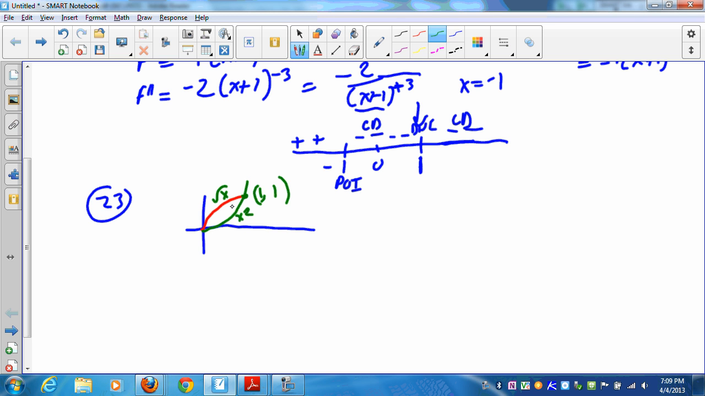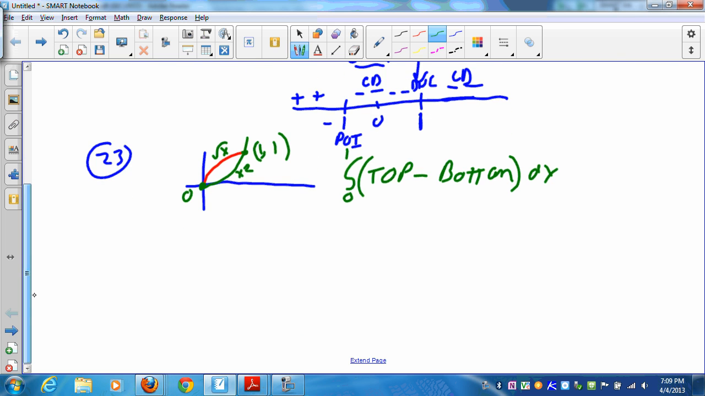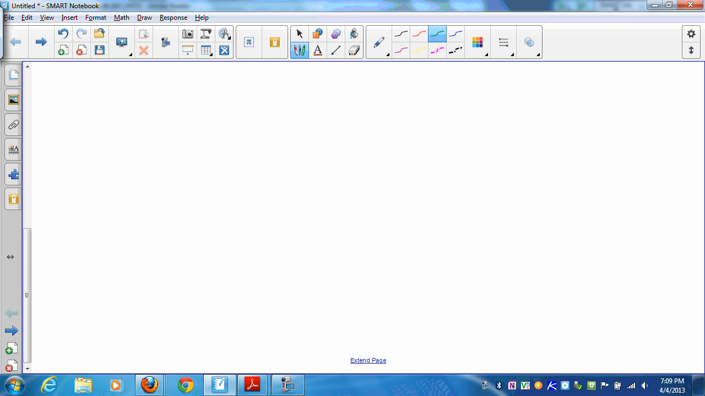So just set up your limits of integration. Most of this can be done straight from the picture. Top curve minus bottom curve. And we're going to go from, looks like, 0 to 1. And with respect to x, of course. So I'll let you hammer through that one. And let's look at 24.